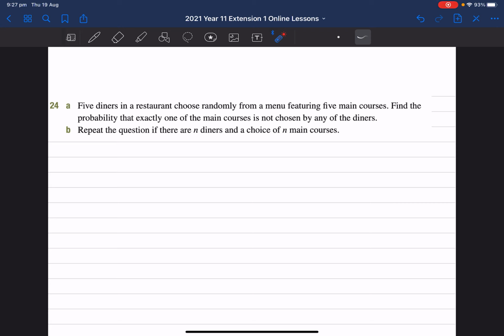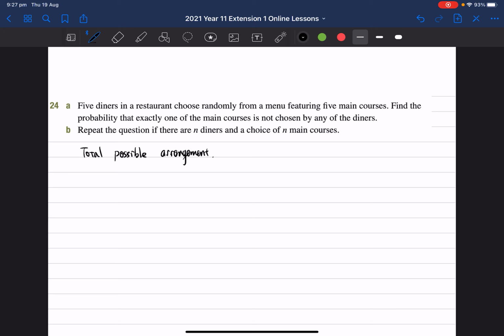So question 24. 5 diners in a restaurant choose randomly from a menu featuring 5 main courses. Find the probability that exactly one of the main courses is not chosen by any of the diners. Okay, this is a bit tricky. So firstly, let's find out the total possible arrangements for the diners to choose the menus, right?